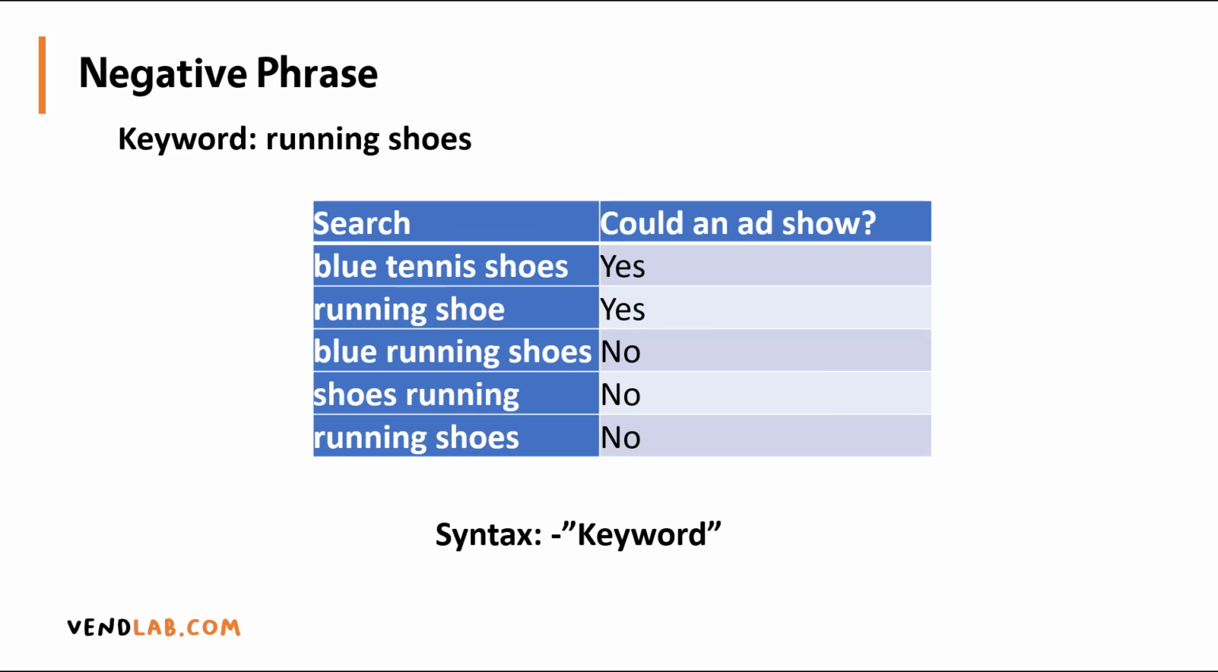For negative phrase match keywords, your ad will not be shown if the search contains the exact keywords in the same order. The search may contain other words, but the ad will not be served provided all your keywords are searched in the same order. So for our example running shoes here, the last three contain the keywords but not necessarily in the same order, so they are shown, whereas the other two did not contain those keywords.